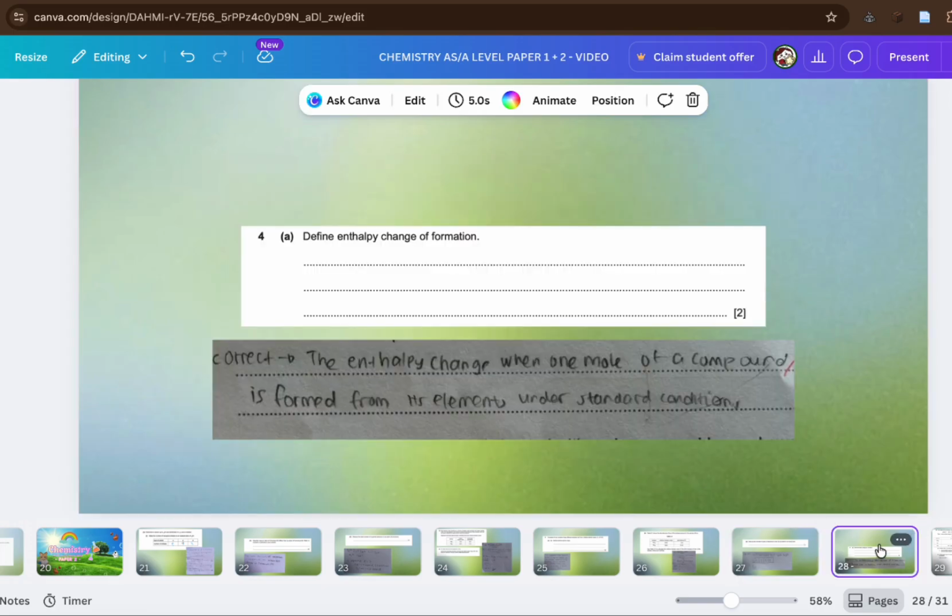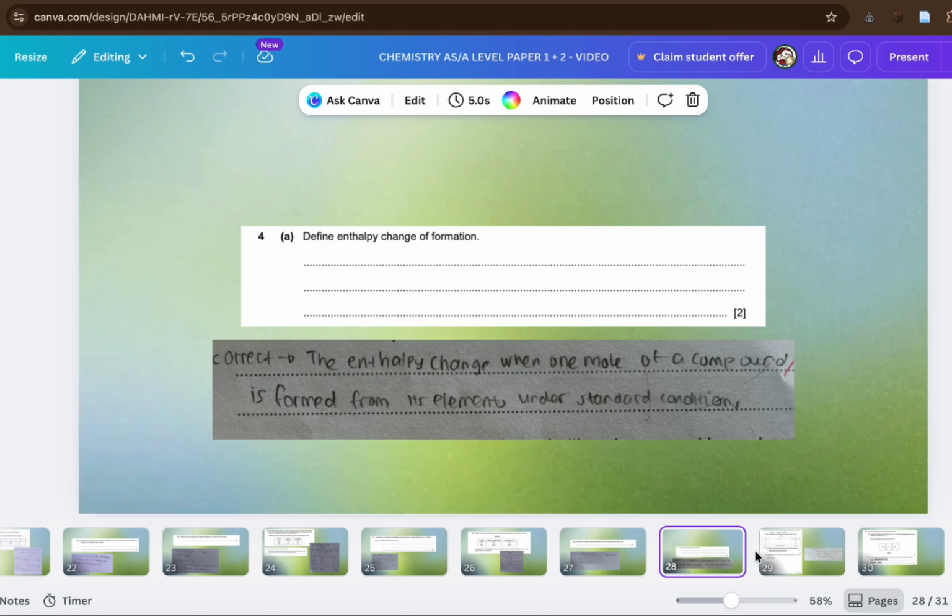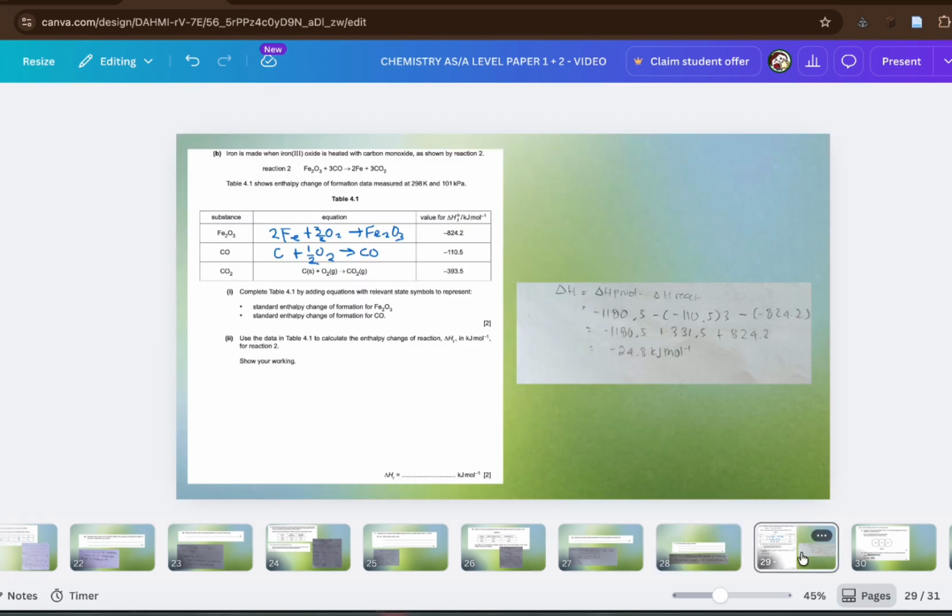Next, define enthalpy change of formation. The definition is the enthalpy change when 1 mole of a compound is formed from its elements under standard conditions. That is the enthalpy change of formation. Alright, moving on to the next question.